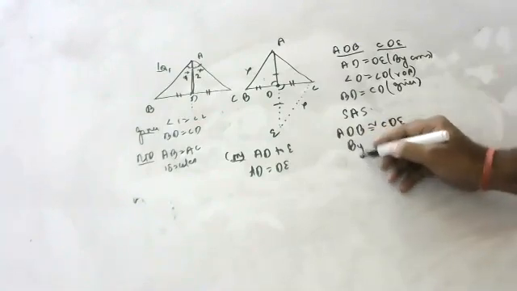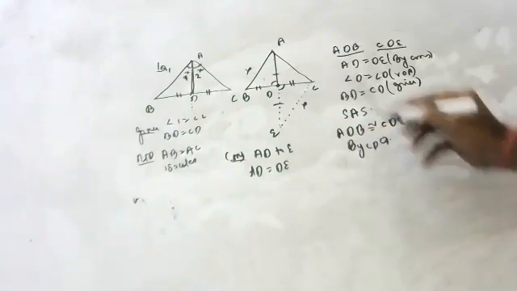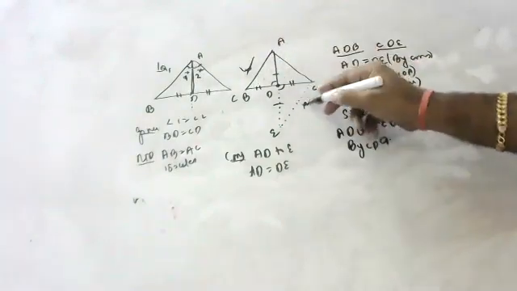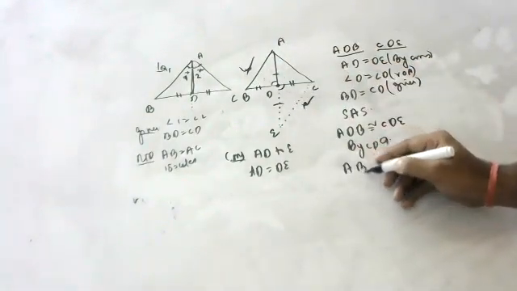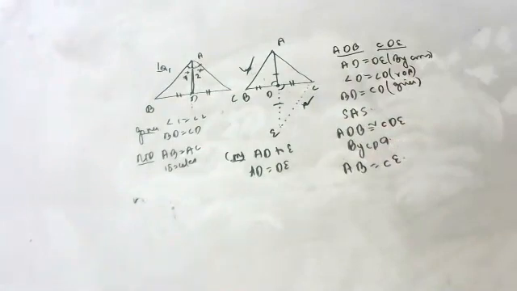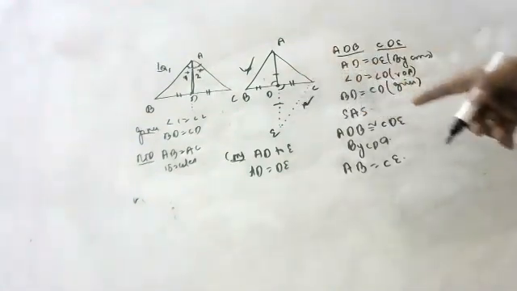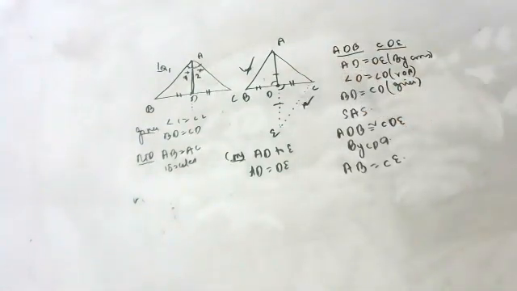By CPCT, what we can write, children? AB is equal to CE. We got AB is equal to CE. Okay, children, if we got AB is equal to CE, now what we will do, children? And this are equal, common side. AB is equal to CE.